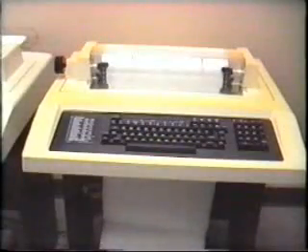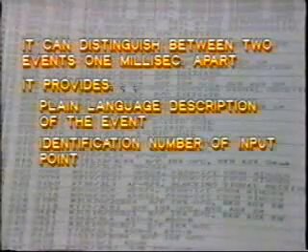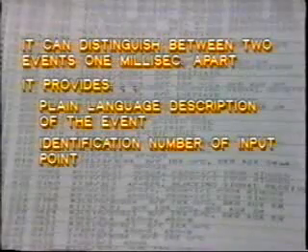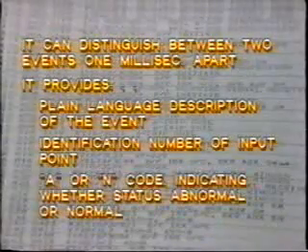The SER is constantly monitoring the status of each input point and prints out a detailed record whenever the status changes. A typical SER printout gives the exact time of the event down to the millisecond. It can distinguish between two events occurring 1 millisecond apart. It provides a plain language description of the event, the identification number of the input point, and an A or N code indicating whether the status of the device became abnormal or normal.